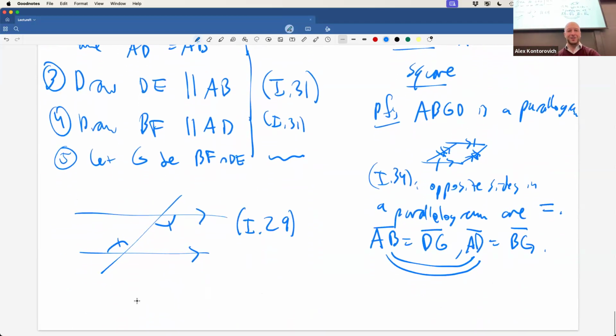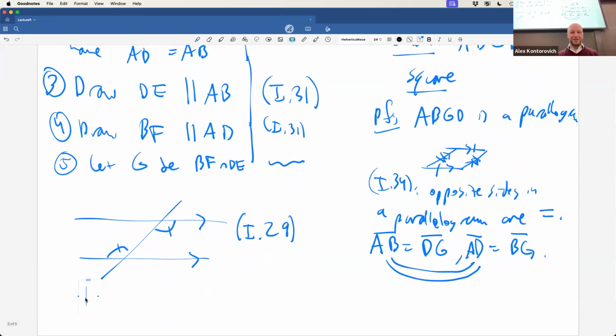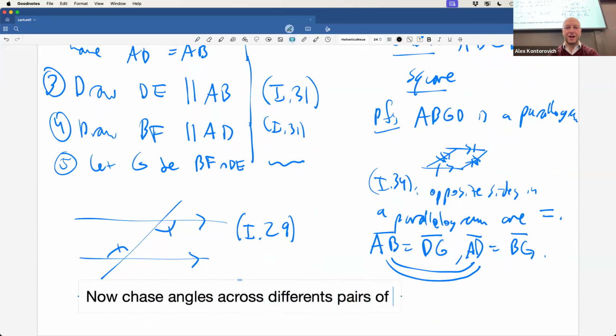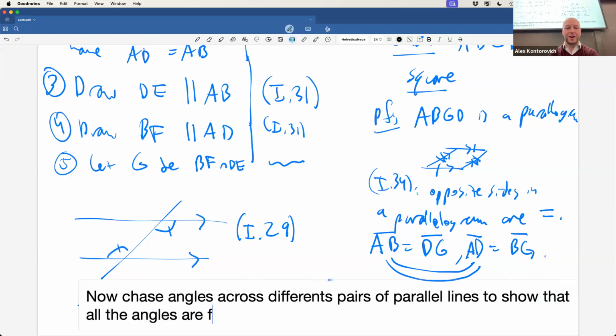So now chase angles. I'll just say it in words. Now chase angles across different pairs of parallel lines to show that all angles are right. Quod erat demonstrandum.